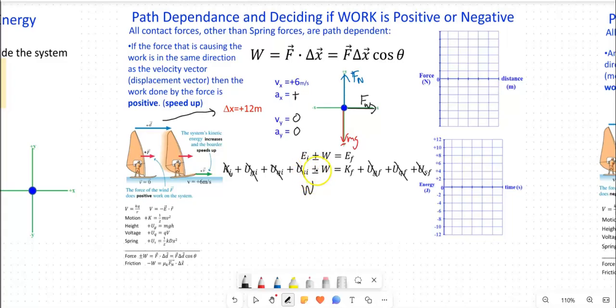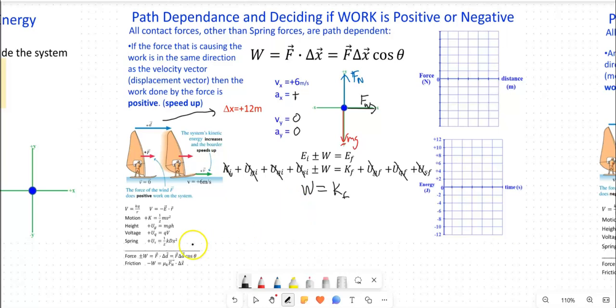And if you don't know the direction of the work, just leave it positive. Here is our equation right here. Okay? And this also helps you. I basically ask these questions: is it moving, height off the ground, voltage, spring? And those are the list of energies.